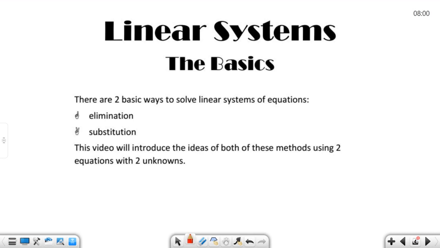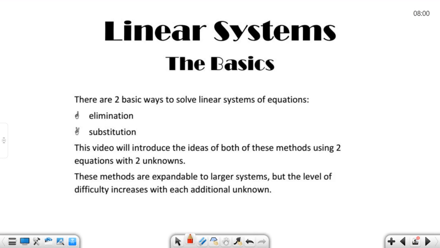I will introduce the ideas of both of these methods using two equations with two unknowns. This is as basic as it gets. These methods are expandable to larger systems, but the level of difficulty increases with each additional unknown. If you go to 3 unknowns, X, Y, and Z, or A, B, and C, it gets harder than 2. 4 gets harder than that. 5 gets harder than that. And really, about the time you get to 4 or 5, you don't really want to be using one of these two methods. You probably want to use something else.